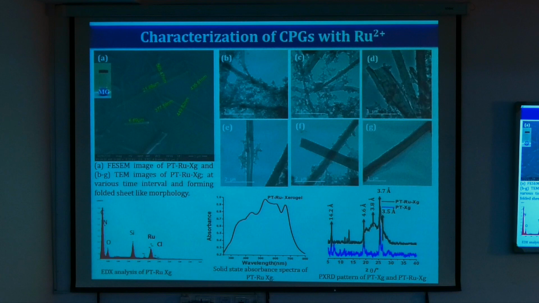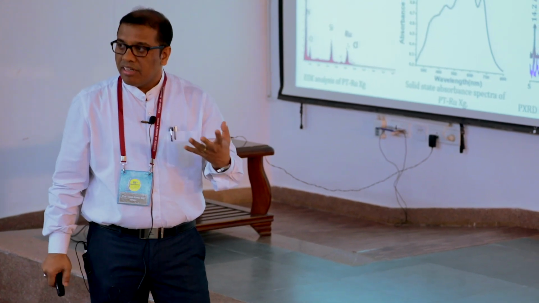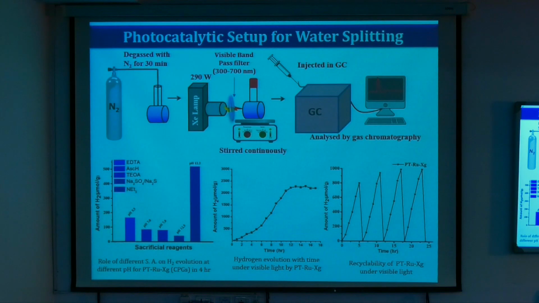And here the band gap: for the porphyrin gel, the band gap is around 3 electron volt, and with ruthenium the band gap changes to 2.33 electron volt. So there is also a change in the packing diagram. That's why the morphology changes. And this is our setup.